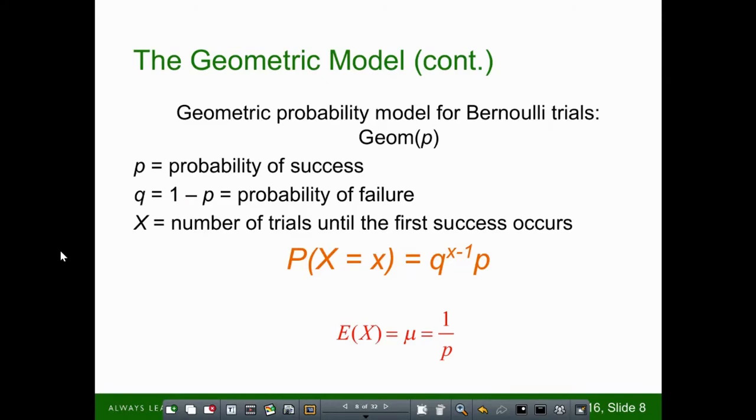I know this looks very scary at first, but do not let these formulas freak you out. They're actually a lot easier than they look from what we first see. So starting off, our three variables we're using here are p, q, and x, where p is your probability of success, q is your probability of failure, and x is the number of trials until the first success occurs.